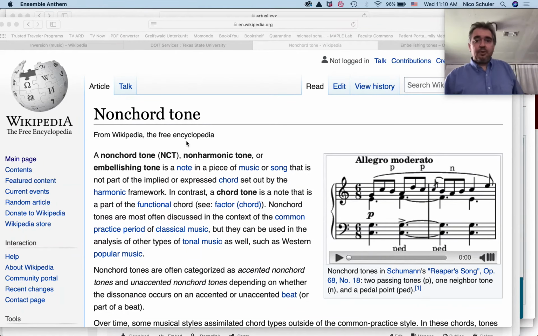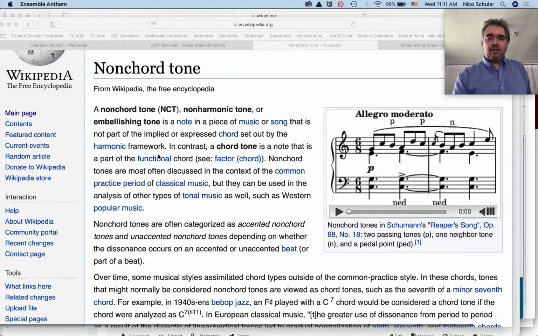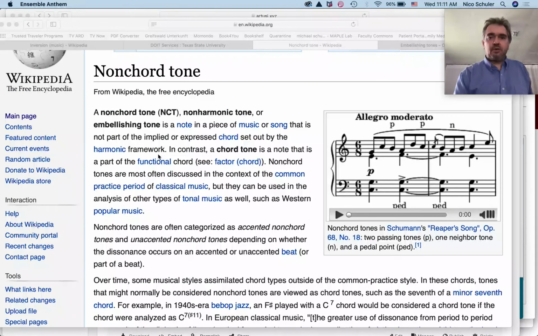Hello, I want to review analyzing pieces of music and identifying non-chord tones specifically. So non-chord tones. There is a Wikipedia article on non-chord tones that is pretty good, and I encourage you to visit that and read it.